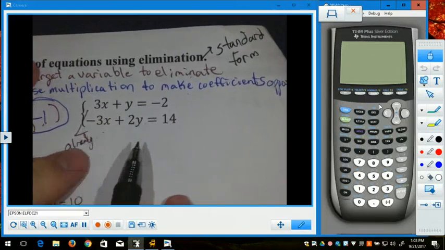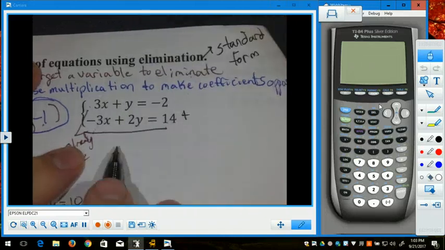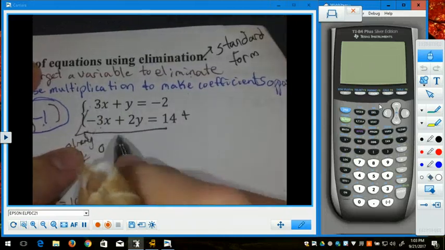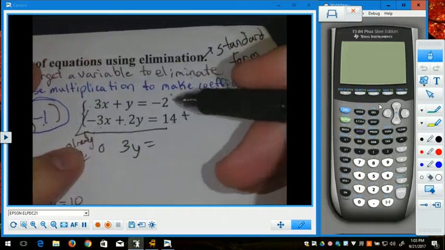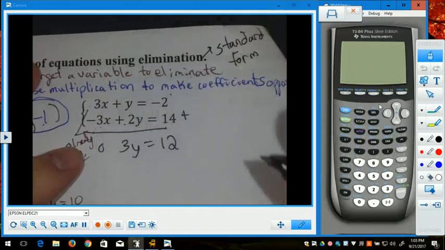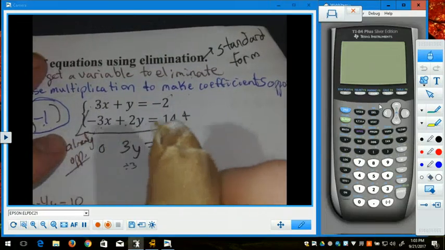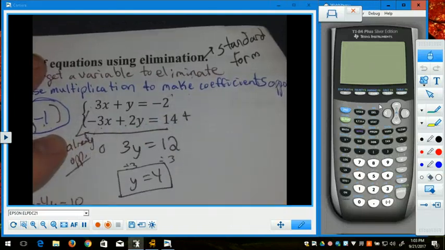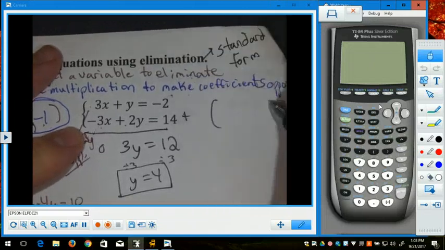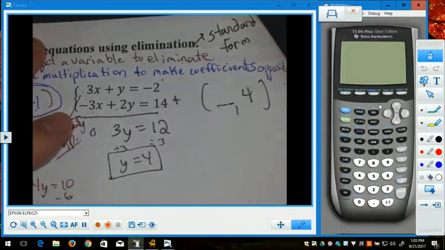So for this, we have this system, and luckily these are opposites. So when I add the two vertically, this becomes 0. This becomes positive 3y. -2 plus 14 becomes 12. So now I can actually solve for y by dividing both sides by 3. y equals 4. I'm going to write my ordered pair for my answer and put y as 4. I still have to figure out what the x is.